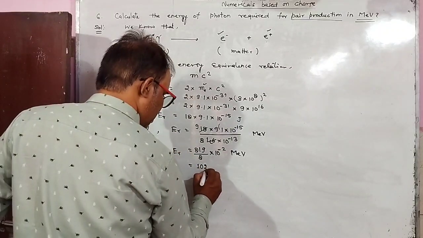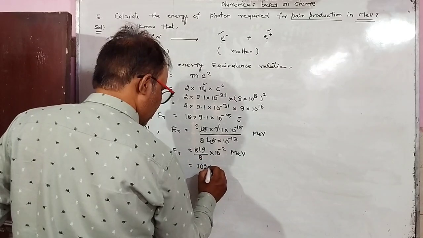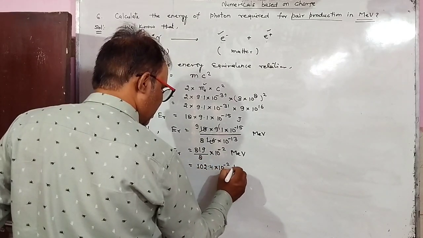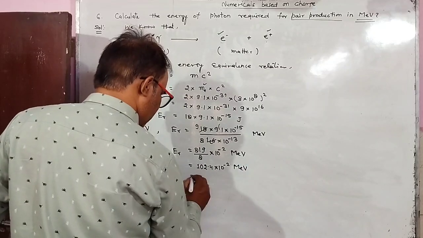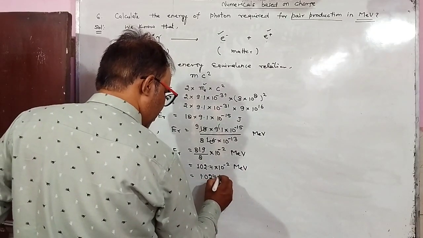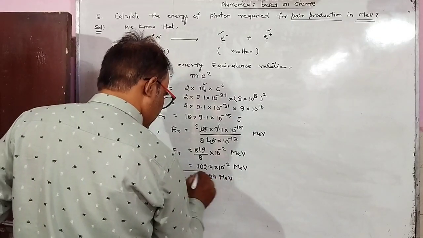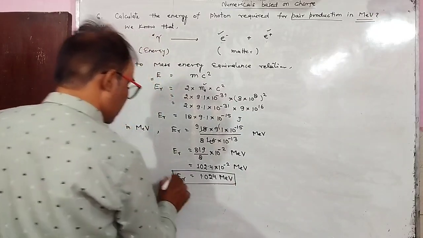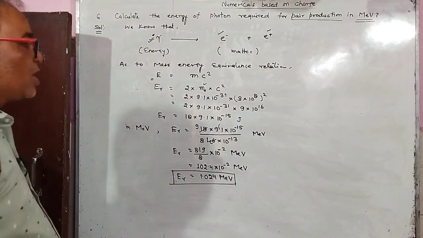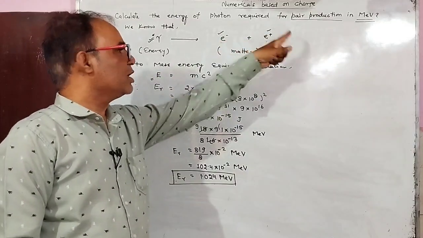8 2 ja 16 point into 10 to the power minus 2 million electron volt, or this will give 1.024 million electron volt. So this much amount of energy must be possessed by this gamma ray to produce an electron and positron pair.